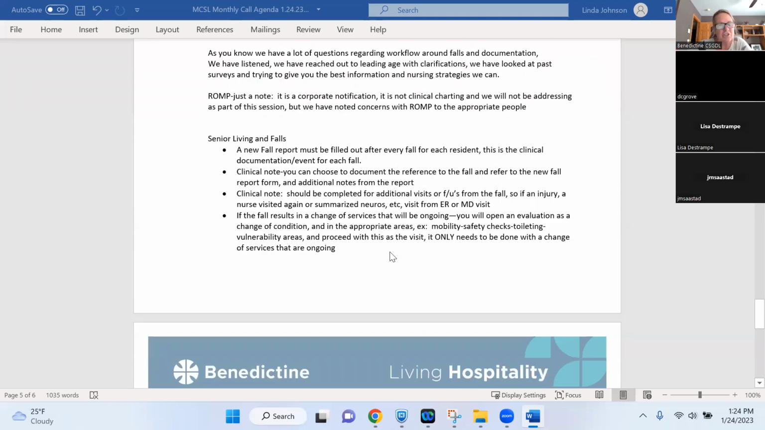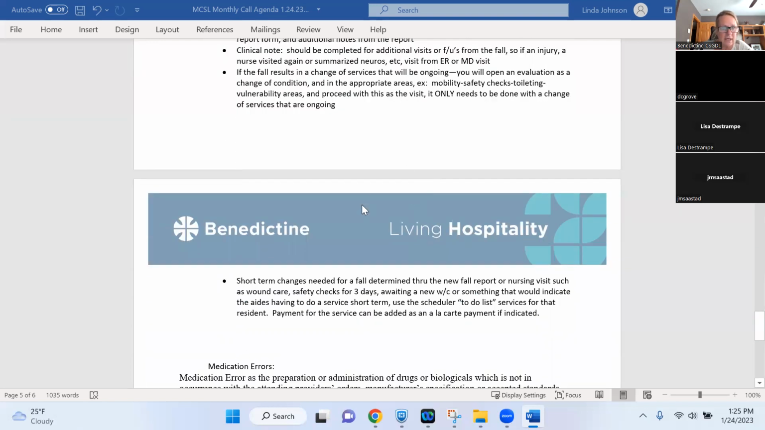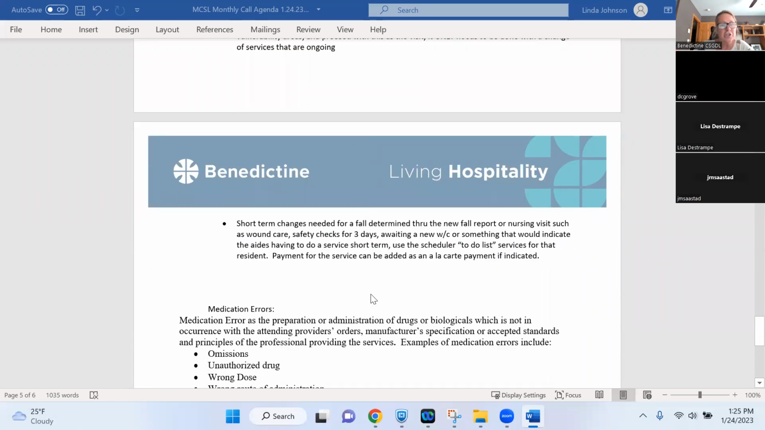Now, if that fall results in a change of services, then you can open up the evaluation as a change of condition and then go into all those areas that you should be going into. Especially the vulnerability areas, because that's what the health department will be focusing on during your surveys. So they're really focused on the VA areas. Short-term changes that you need for a fall, you can determine that through your new fall report. And if you just need like a safety check for 3 days, we can certainly add that through the scheduler without you having to do a whole new evaluation. But then you also have the documentation that it was done.